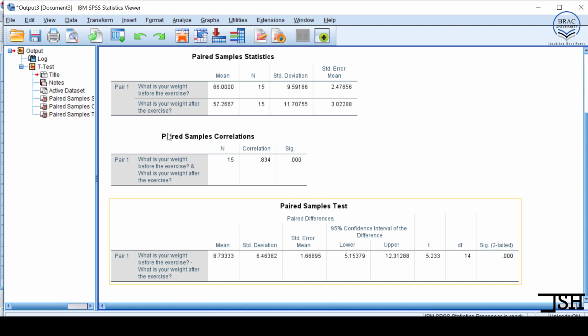And if we go back to the first table, we can basically calculate it on our own. So 66 minus 57.2667 is equal to 8.733. So we have the mean difference ready. Now, as I said, we need something else as well. What is that? It's the p-value. Now, can you guess where we have the p-value in this table? Try to find it out within 5 seconds.